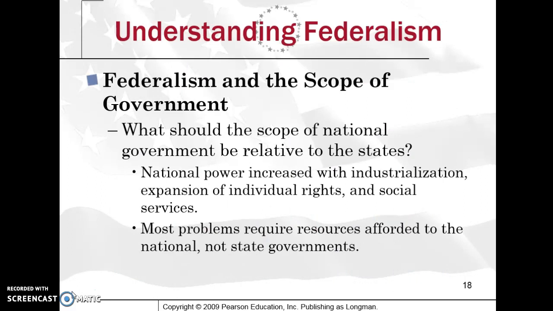You should understand that the power of the federal government relative to state powers has increased over time, especially during and after the industrialization of the United States and the civil rights movement. Most of the recurring problems in society, like during the progressive era and the civil rights movement, require federal resources and money, not powers given to the states.